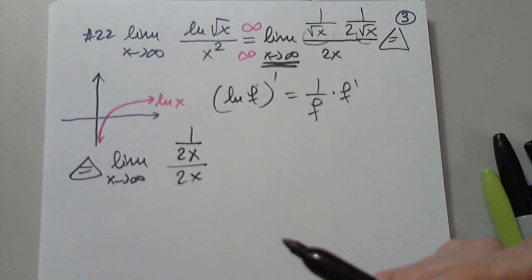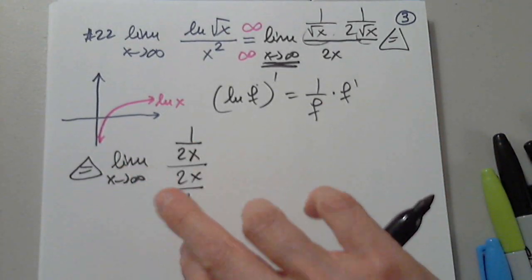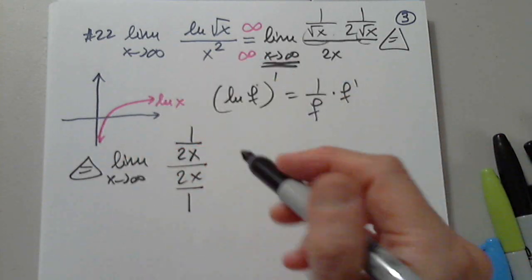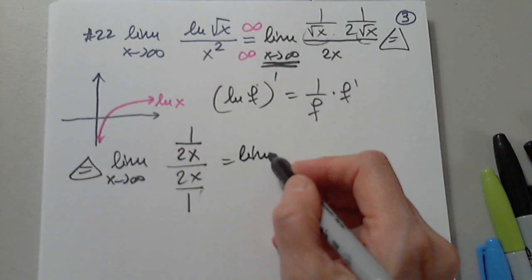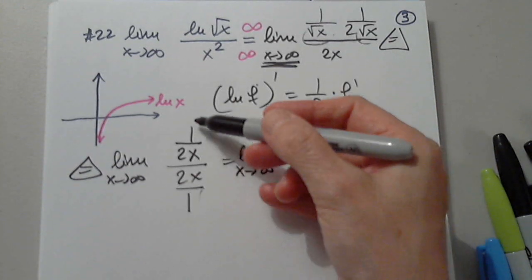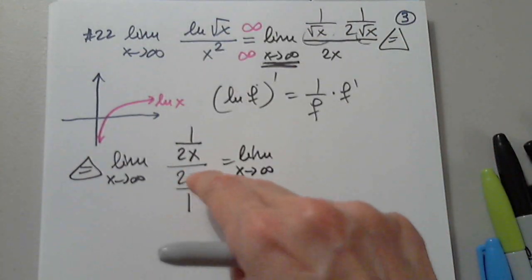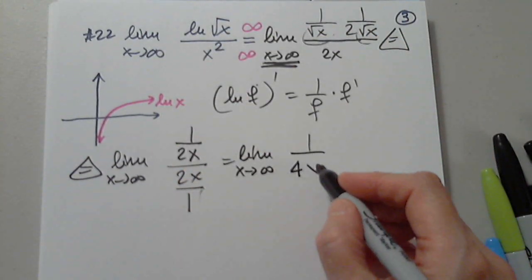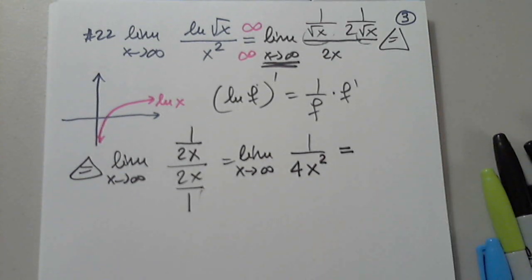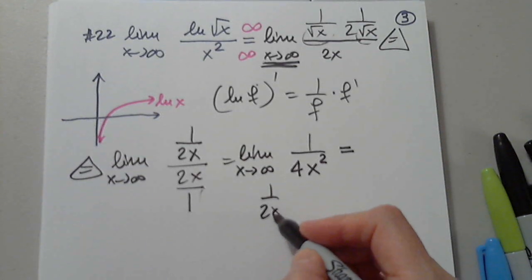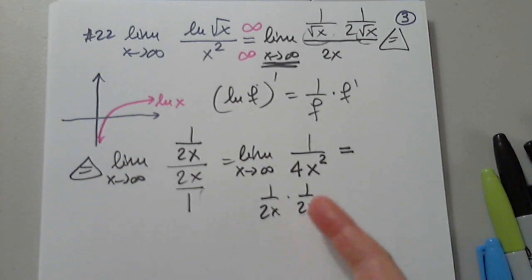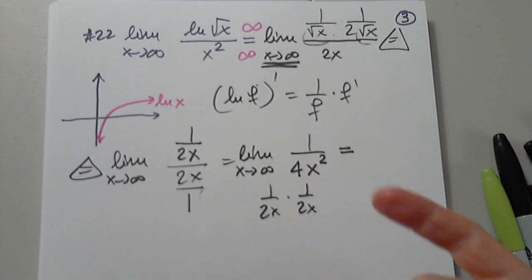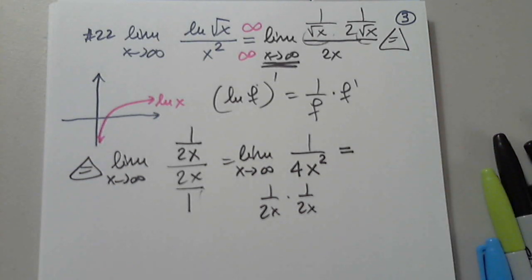Over 2x. But this is 2x over 1, and I have to flip it. So the limit is now, as x approaches infinity, 1 over 2x times 1 over 2x is 1 over 4x squared. 1 over 2x times 1 over 2x. 2 times 2 is 4. X times x is x squared. What is the answer now?